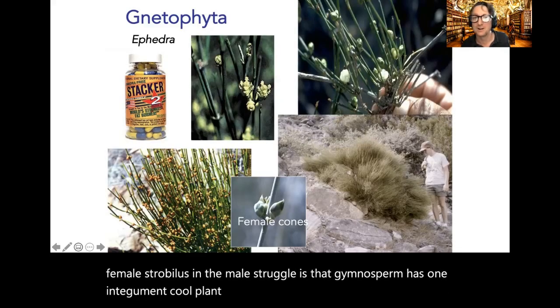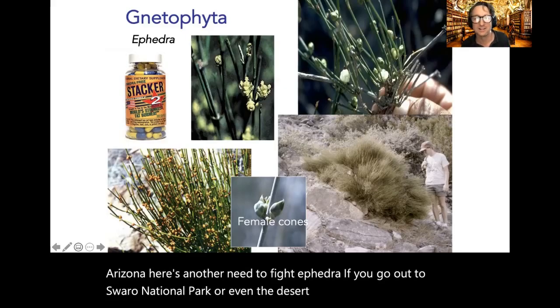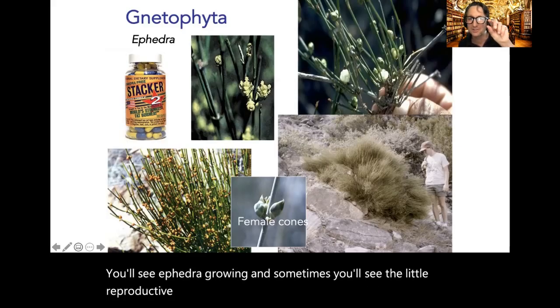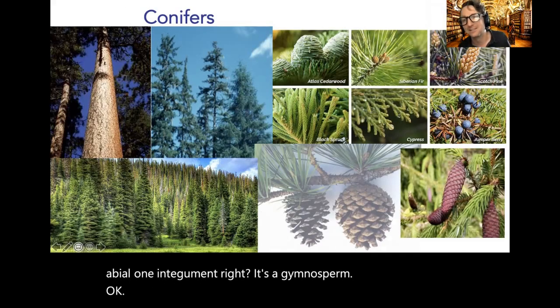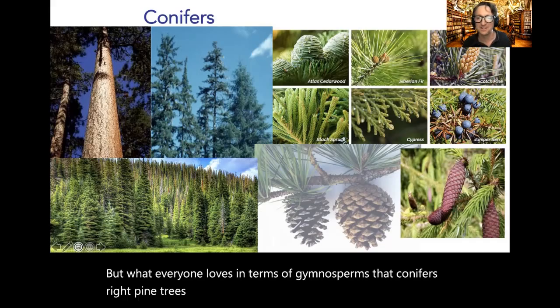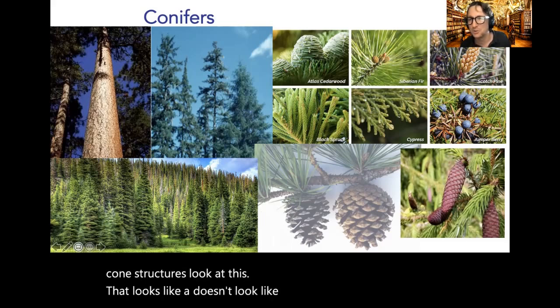Another cool one you find here in Arizona, here's another gnetophyte, ephedra. If you go out to Saguaro National Park or even the desert foothills here of Tucson, you'll see ephedra growing. And sometimes you'll see the little reproductive structures, little cone-like structures, ovule, one integument, right? You know it's a gymnosperm. Okay, but what everyone loves in terms of gymnosperms, the conifers, right? Pine trees, fir trees, spruce trees, cedar trees, all with these cone-like structures. Ooh, look at this. That doesn't look like a cone. That looks like a juniper berry.